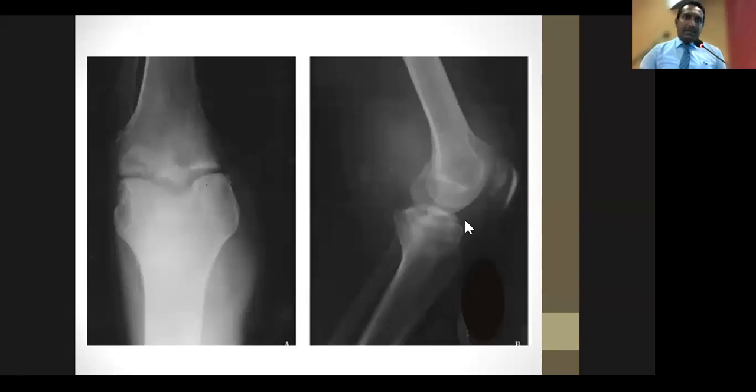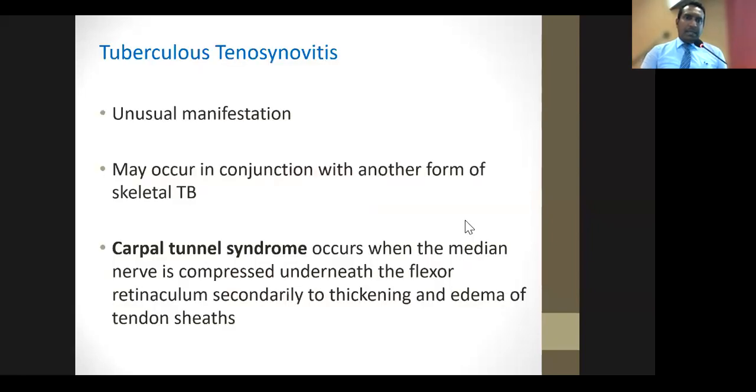This is tuberculous arthritis, X-ray of tuberculous arthritis. And tuberculous tenosynovitis is an unusual manifestation, may occur in conjunction with another form of skeletal TB. Usually the patient presents with the features of carpal tunnel syndrome, like entrapment neuropathies.